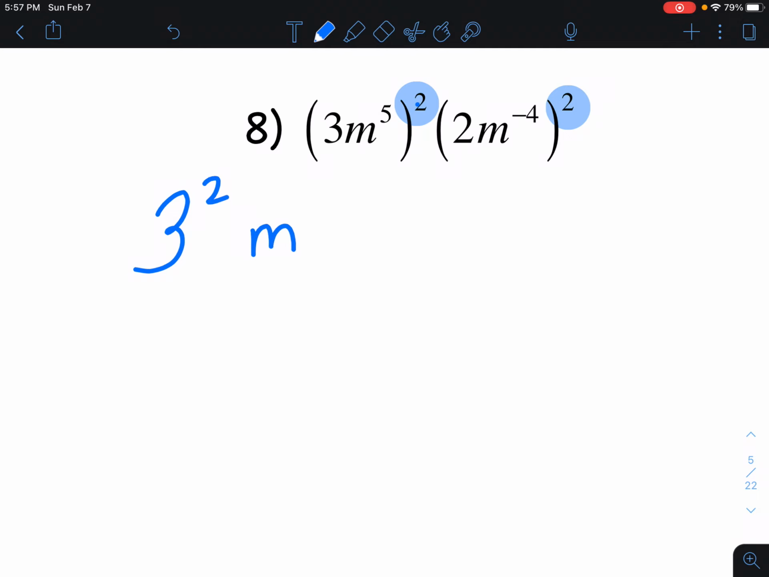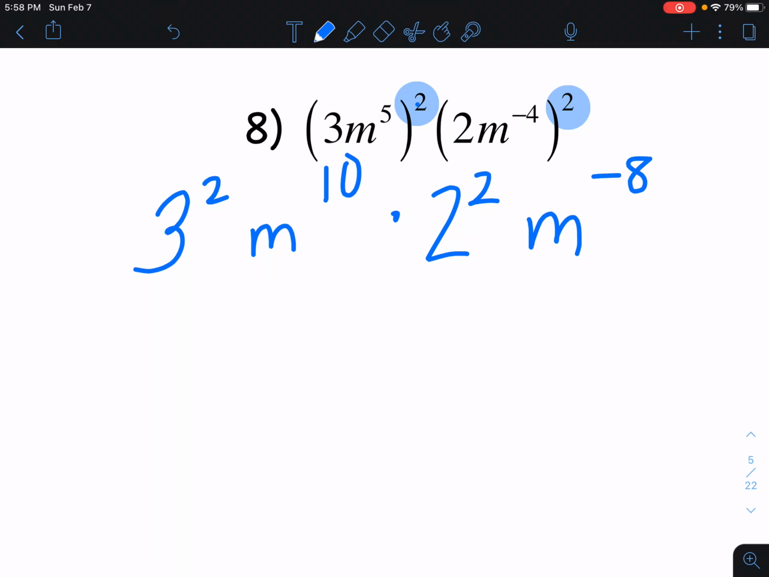Now the m, what's the rule? We got a 5 and a 2 outside. So that's called a power to a power, and we are supposed to multiply those exponents. And then the second set, we're going to have 2 to the second power and m to the power of -8. Where did I get the -8 from? I multiplied the exponents -4 times 2. Another power to a power.